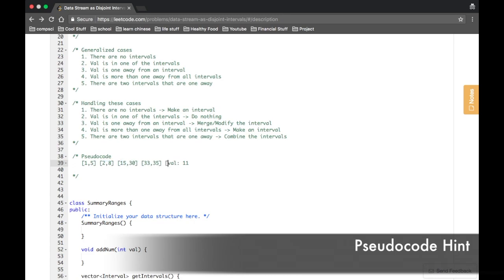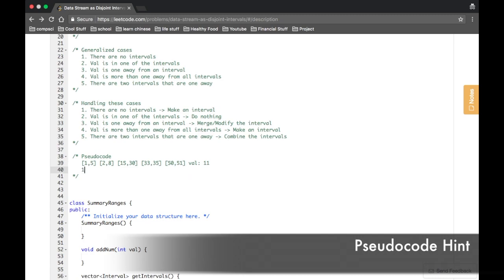And even if we add another one, like 50 to 51, with the value of 11, we still only care about 2 to 8 and 15 to 30, because these are intervals that will potentially contain the value or be one away from the value, or the value might actually combine both of these intervals. In all of the cases, 1 to 5, 33 to 35, and 50 to 51 aren't intervals of interest.